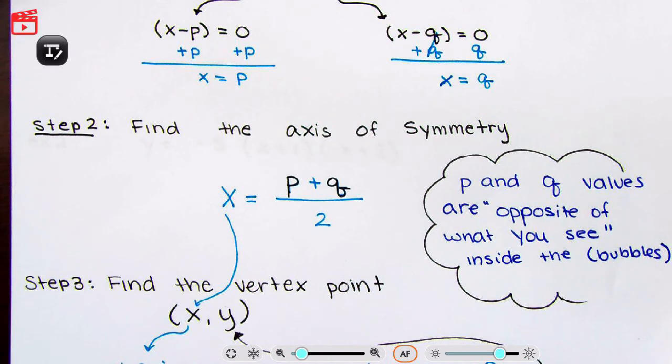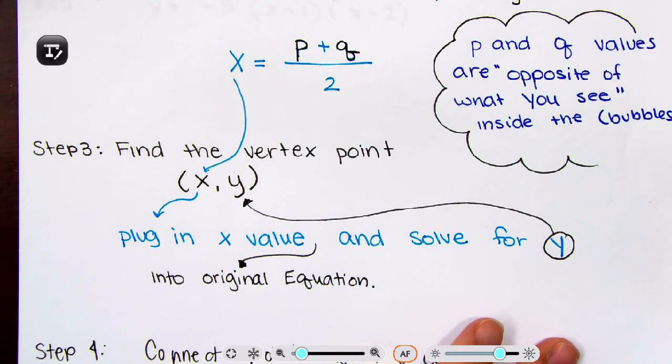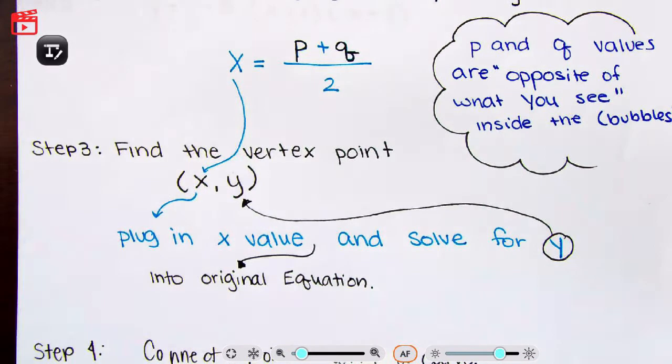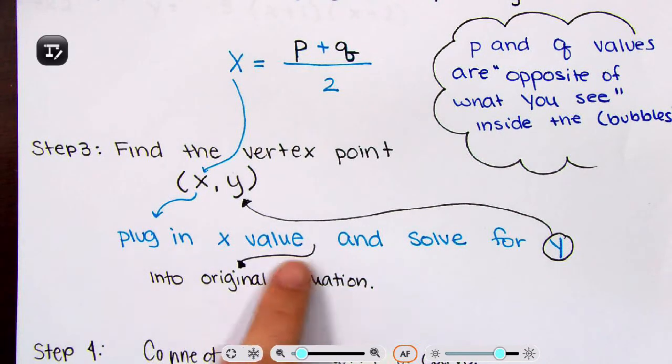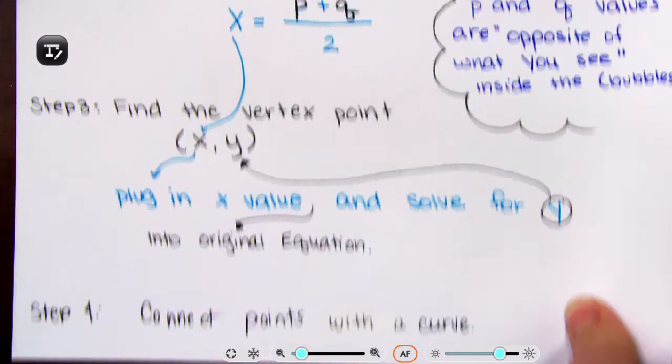Once you have found the axis of symmetry, you're going to find the vertex point. Very similarly to how we found the vertex point in the standard version, you take your axis of symmetry value, your x value, and plug it into the original equation and solve for y. Once we have our vertex point, our axis of symmetry, and our x-intercepts, we're going to connect the points with a curve, plot it on the x and y axis in the graph, and then you are done. So let's go ahead and try out an example here.